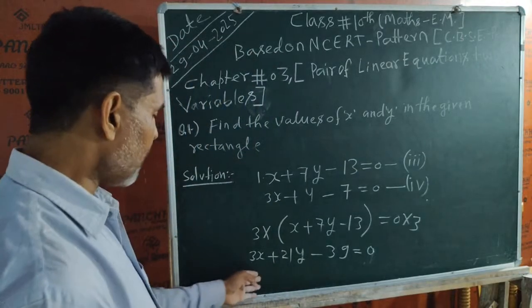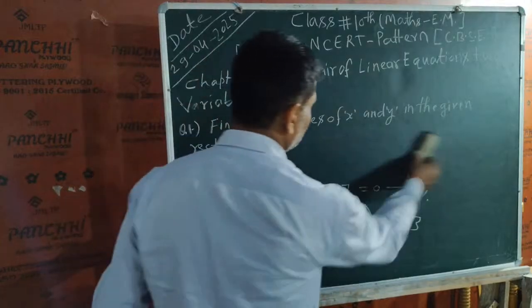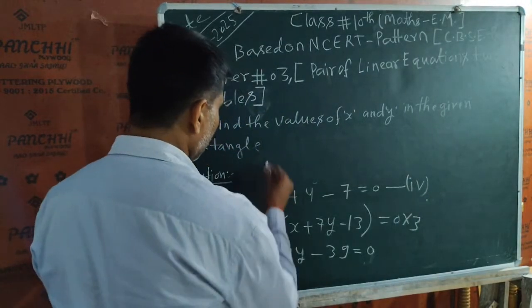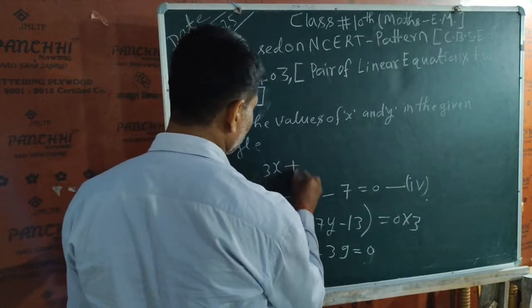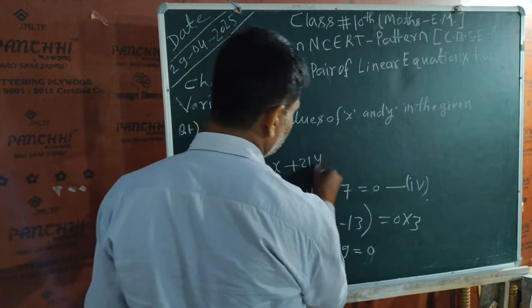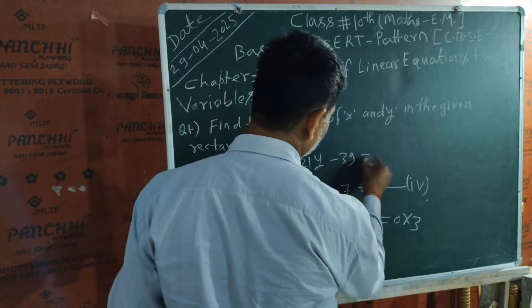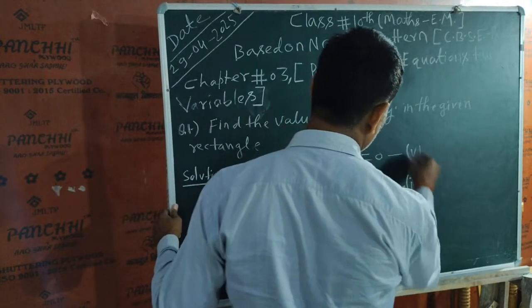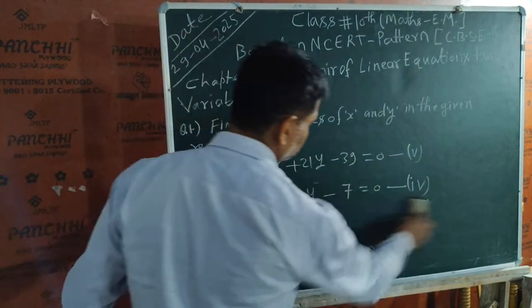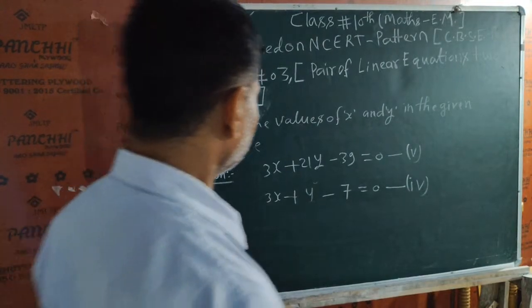Now further I am going to simplify it. After simplifying, I will write it as equation number 5: 3x plus 21y plus 39 is equal to 0. Okay, student. This is the equation number 5 I have to write here.